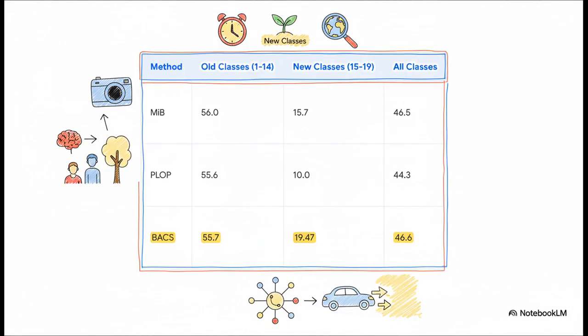And this wasn't just a fluke on one dataset. They ran it on Cityscapes, and it's the same story. Sure, its performance on old classes is about on par with the others, but look at the new classes again. BACS pulls way ahead, almost doubling the score of its nearest competitor. The takeaway is clear. This thing is just flat out better at learning new stuff without wrecking its old knowledge.